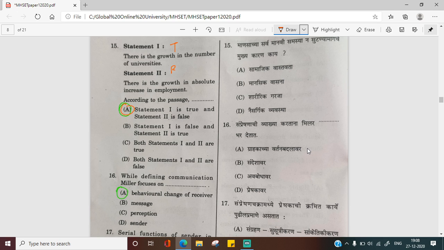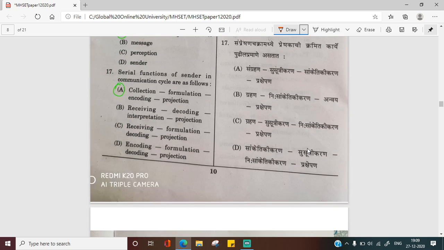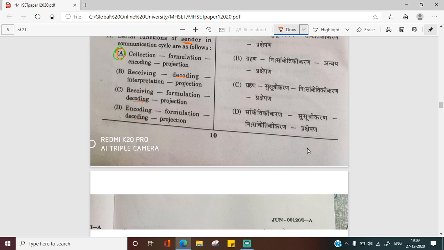While defining communication, Miller focuses on behavioral change of receiver. Serial function of sender in communication cycle are as follows. The right answer is A. If you see everywhere, decoding is present in all the options. So decoding happens at receiver's end, but here they are talking about sender's end. So the right answer is option A.